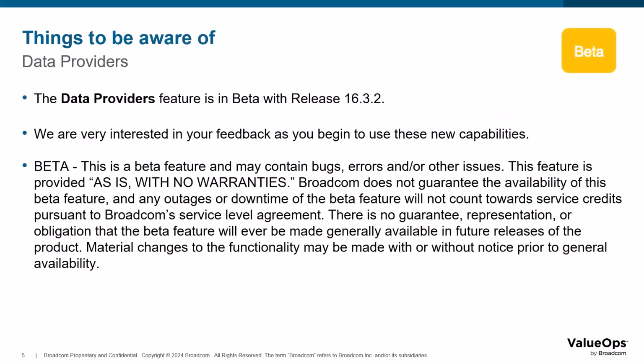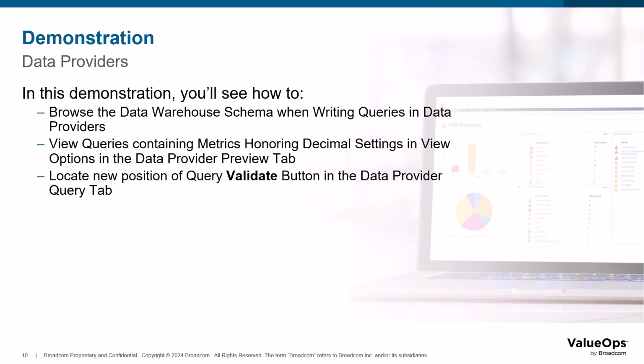You will need to be aware that data providers is still in beta with release 16.3.2. In my demonstration, I'll show you how you can browse the Data Warehouse Schema whenever you're building queries in your data provider. And next, we'll take a look at how decimal settings and view options are honored in the Preview tab whenever you're building queries using data provider metrics. And last, I'll show you the new position of the Validate button on the Query tab.